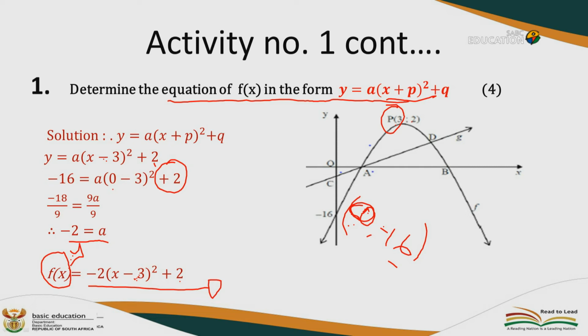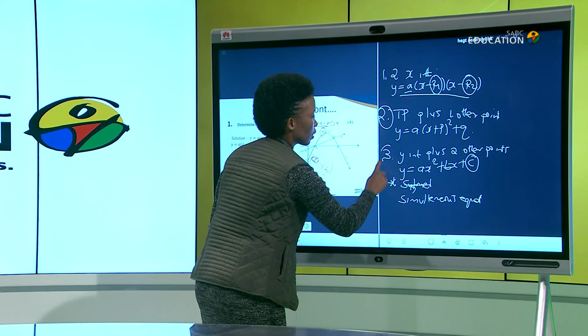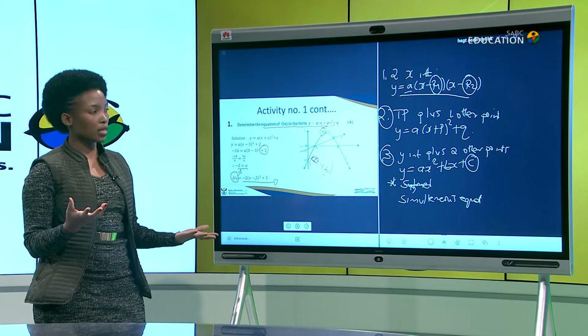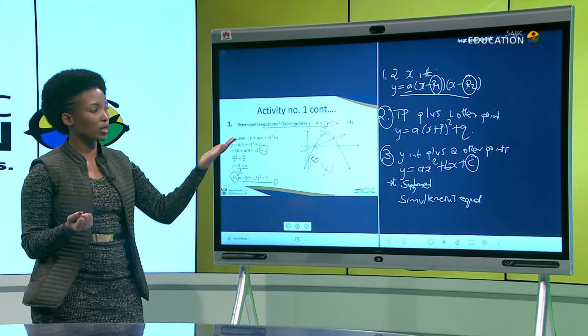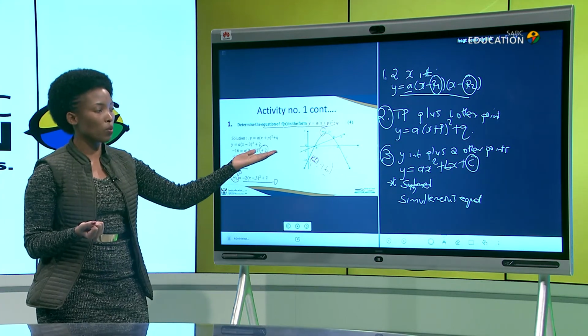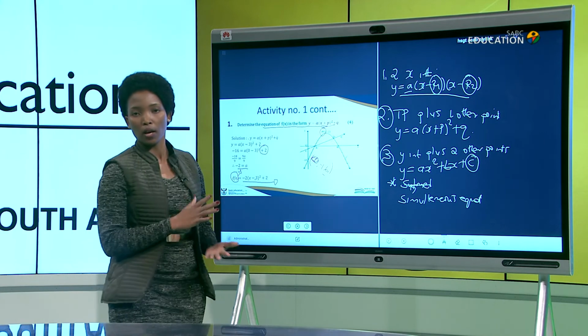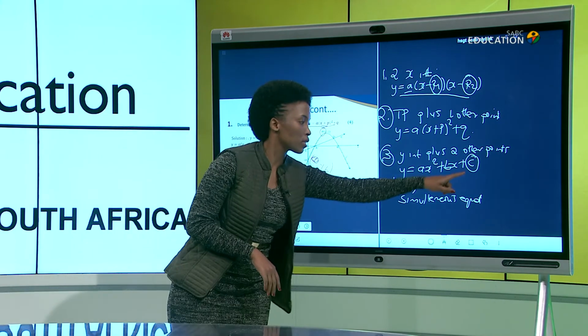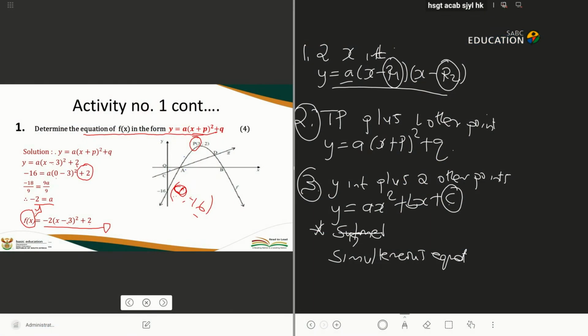Don't forget the 3 cases here. If you are given 2 x-intercepts, you just have to use the standard form y is equal to a into x minus r1 and x minus r2. But if you are given one turning point plus any other point, as long as the point lies on the graph, that still qualifies. You can use the standard form y is equal to a into x plus p all squared plus q. Now with case 3, if you are given the y-intercept plus any other 2 points, you can consider using the third form, y is equal to ax squared plus bx plus c. But don't forget that c will be serving as the y-intercept of your graph, okay?